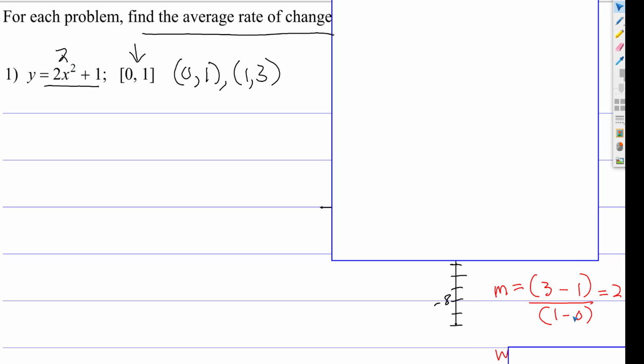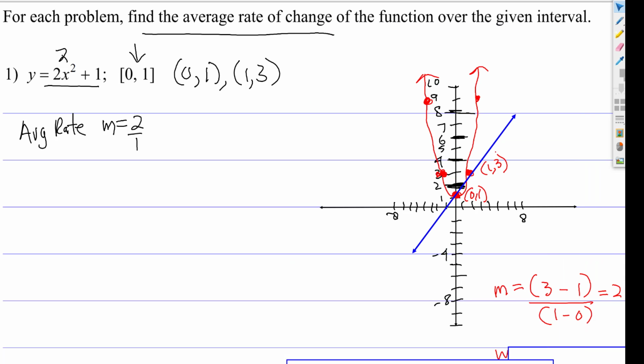And then when you put it into slope form, you get the average rate of change, also referred to as slope, is 2, or 2 over 1. That's average rate of change. This would be loosely what the diagram would look like. I have a very shaky parabola there, but I'm right here at 0, 1, and right there at 1, 3, and then I drew a line that connected them, and the slope of that line is the average rate of change.